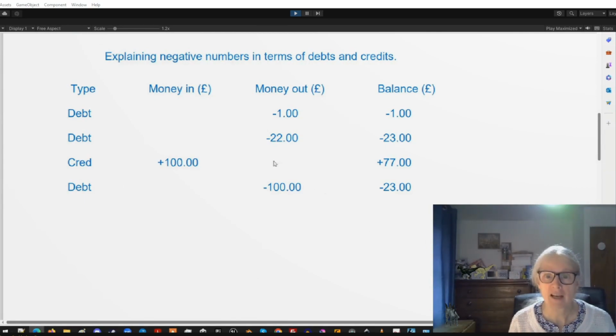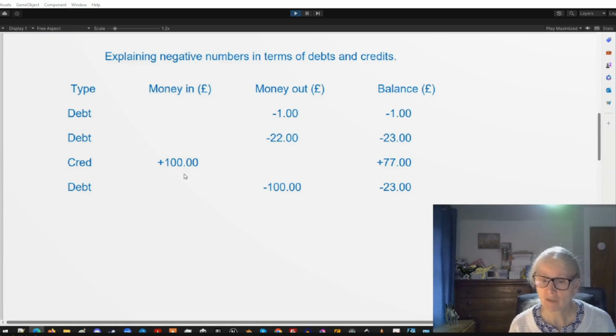Here we have a picture of a bank balance. Somebody has taken £1 out of the bank and caused themselves to get a debt of £1. And that will be on the bank balance as -£1, a negative bank balance. Then they've taken out another £22, made their bank balance worse. Now they've got a negative bank balance of -23.